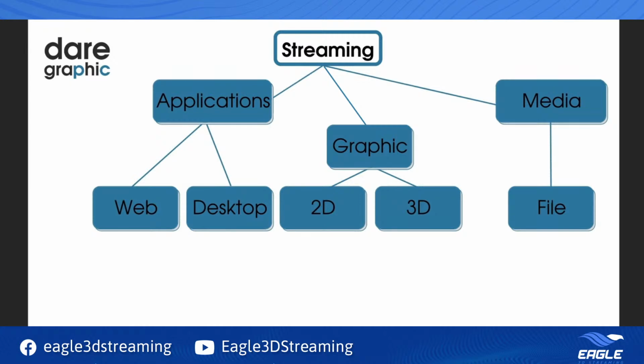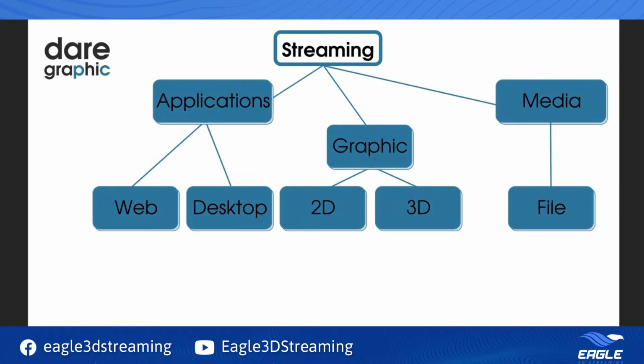When you go into graphics, I divide them between 2D and 3D, just because we need to find a way to isolate those different components. So 2D will be video editing, Photoshop, those kinds of things. 3D will be more either a full 3D app or gaming, like gaming remotely. And again, the media will be a file.